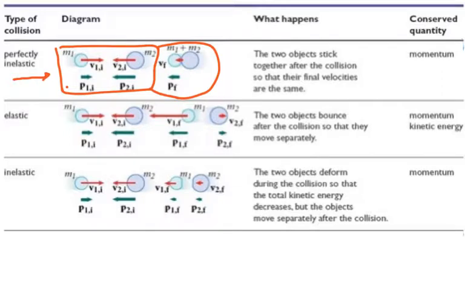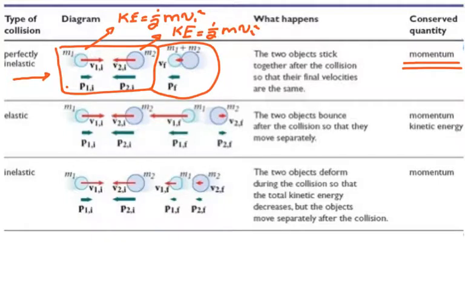In perfectly inelastic collision, momentum is always conserved, but the kinetic energy before and after is not equal to each other. So the kinetic energy of this one is 1/2 mass times velocity of the first one squared. Kinetic energy of this one is 1/2 mass times velocity of the second one squared. So this is how much energy they have before the collision.